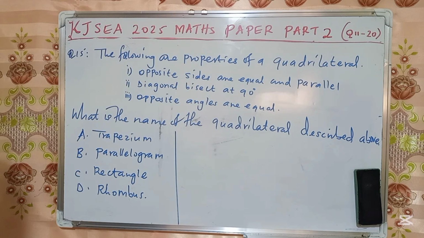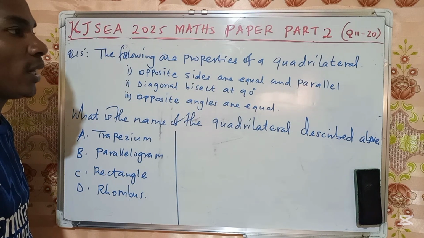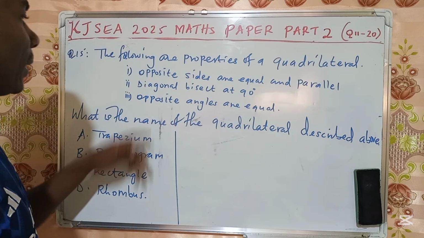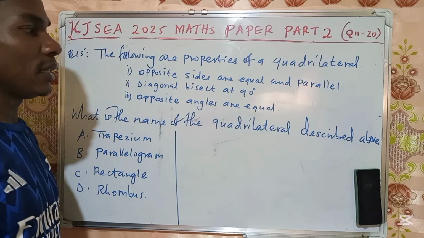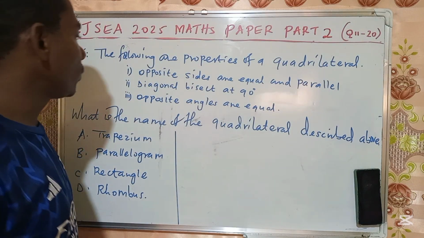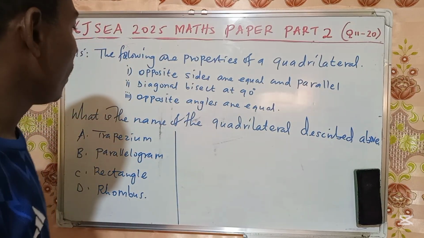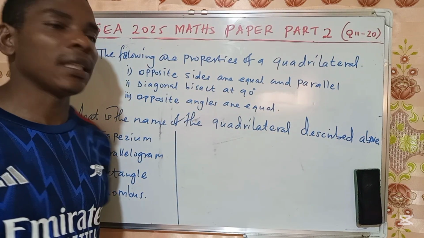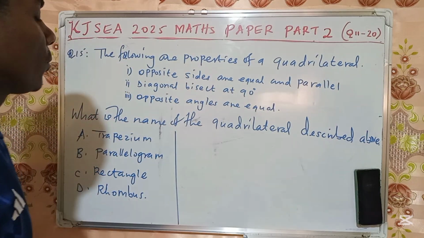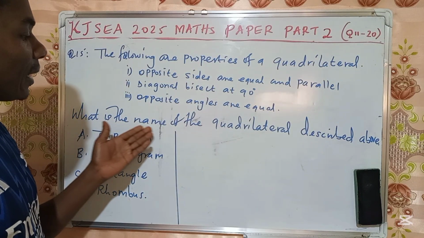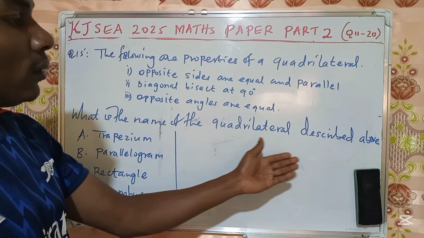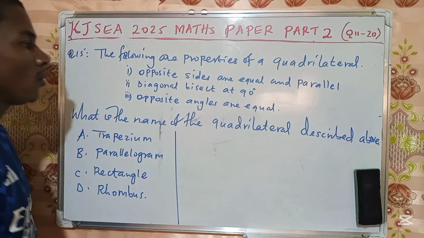Question 15. The following are the properties of a quadrilateral. These are the properties. 1. The opposite sides are equal and parallel. 2. Diagonals bisect at 90 degrees. Then number 3. Opposite angles are equal. So, what is the name of the quadrilateral described above? Trapezium.